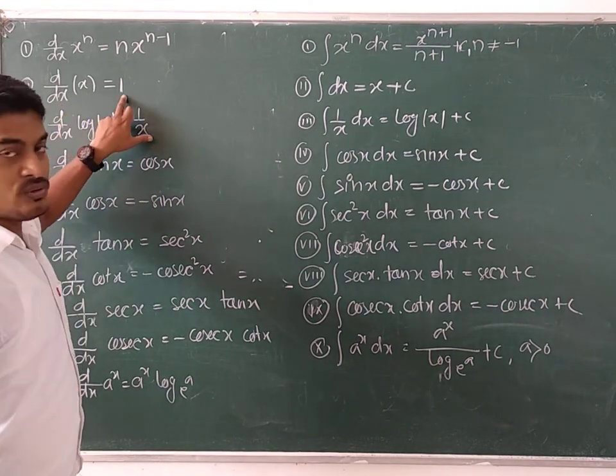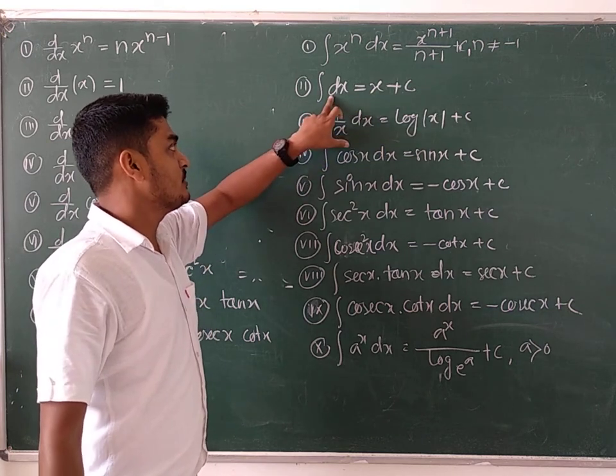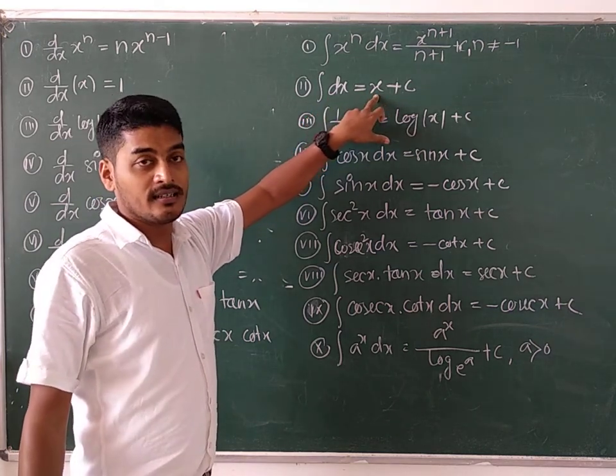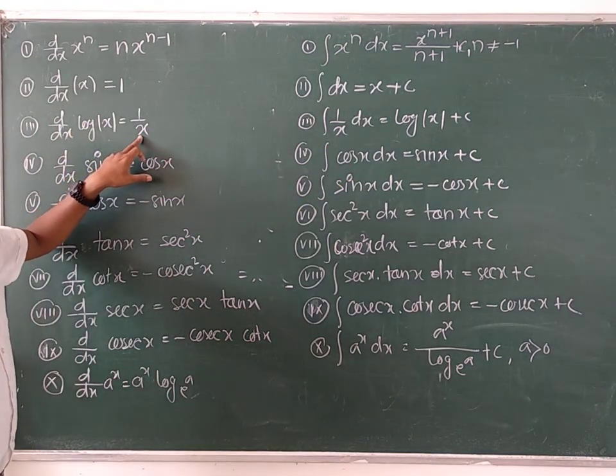d/dx of x is equal to 1, then the integration of dx is equal to x, the integration of d theta is equal to theta, the integration of d phi is equal to phi, like that. Integration of dx is equal to x. d/dx of log x is equal to 1 by x.